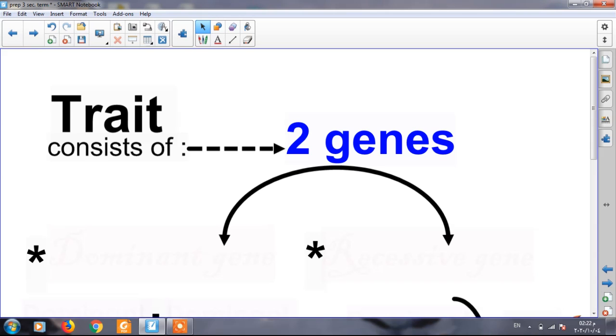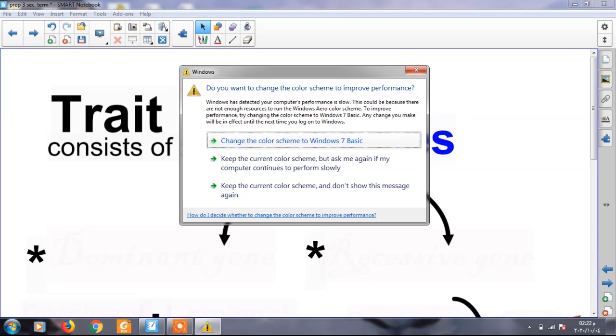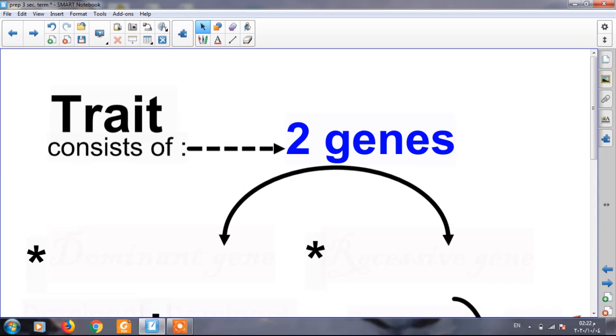Okay, the trait which appears in your body depends on what? It depends on the type of gene which forms this trait. We said before, any trait in your body consists of what? It consists of two genes, a gene from the mother and a gene from the father. And the trait which appears in your body depends on the type of gene which forms this trait.